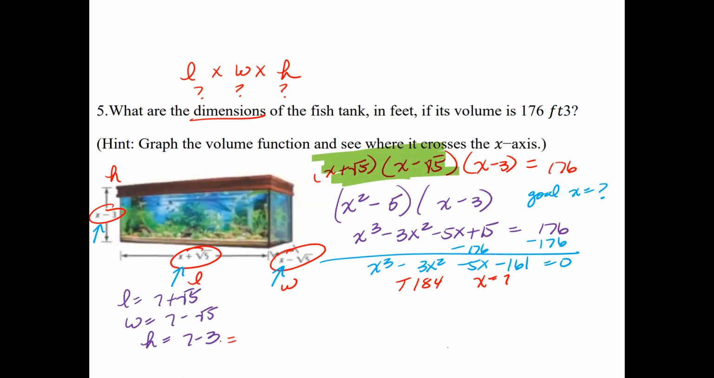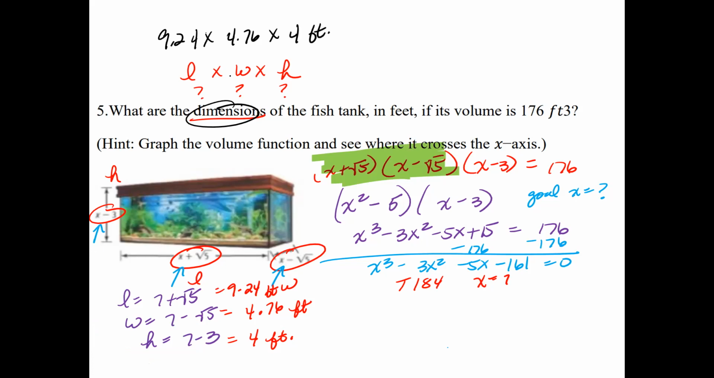So grab your calculator. 7 minus 3 gives you 4 feet. That's the height. 7 minus the square root of 5 gives you 4.76 feet for the width. 7 plus the square root of 5 gives you 9.24 feet for the length. So when they ask you for the dimensions, you will say it is length 9.24 by width 4.76 by height 4 feet. And that is your answer.